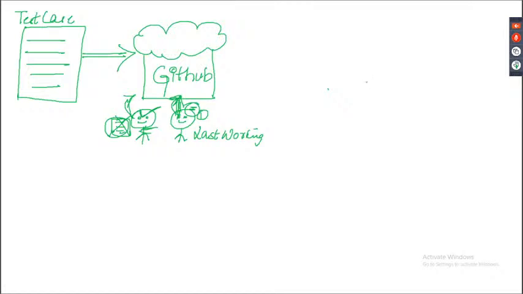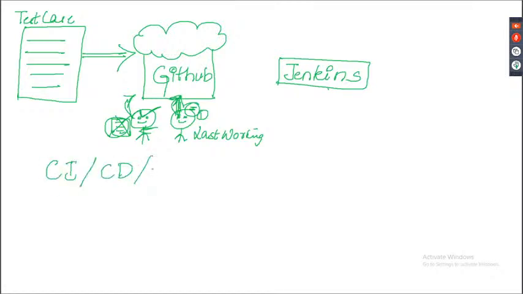Now, what is the solution they came up with? The solution they came up with is Jenkins. Jenkins is called a CI CD tool.